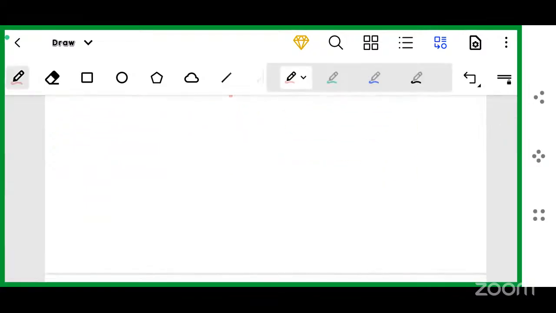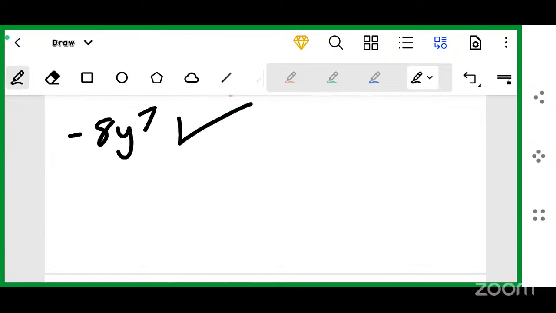Okay, so what's going to be our final answer? Negative 8y to the power of 7, to the power of 7. Very correct. So how did you do it?